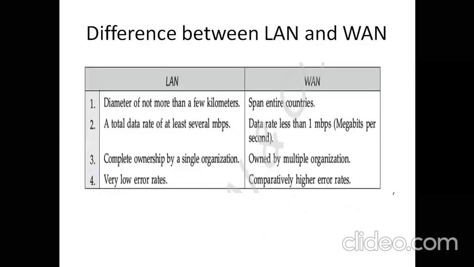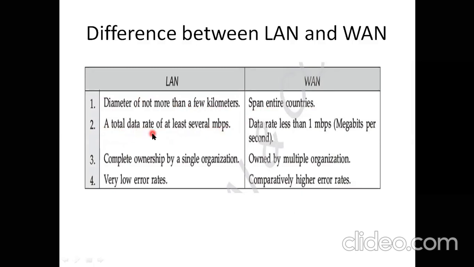Now, what is the difference between LAN and WAN? The most important one. We are not discussing metropolitan area network or personal area network, but the major networks being used most of the time are LAN and WAN. So what are the main differences? LAN is for a few kilometers; the diameter is not more than a few kilometers, but WAN spans an entire country. Here, the total data rate is at least 7 Mbps.